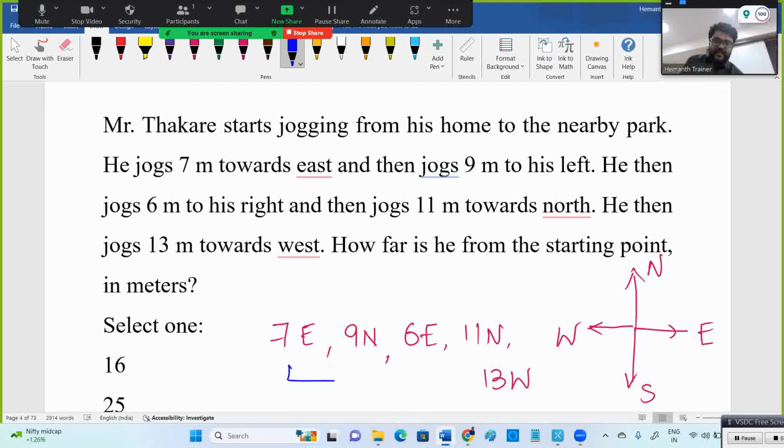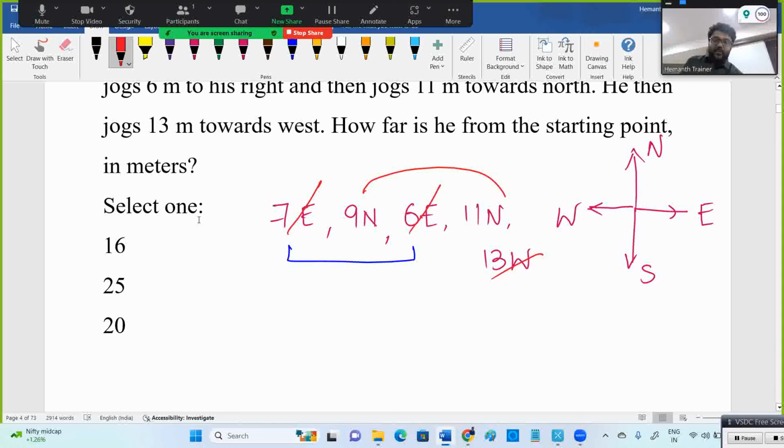What is 7 east and 6 east combined? It is 13 east. 13 east, 13 west get cancelled. East and west are opposite. Okay, 13 east. All east you can combine, all west you can combine, all north you can combine. So finally north is 20 meters north.